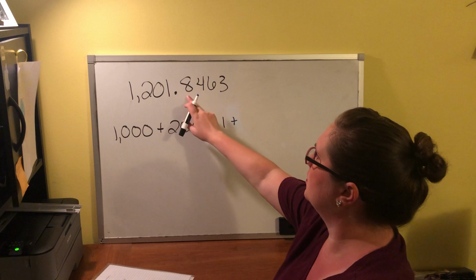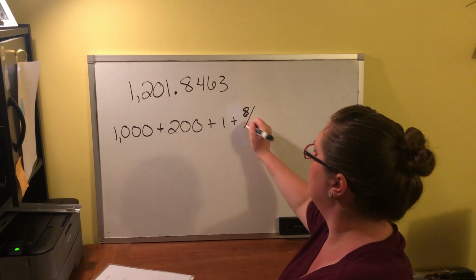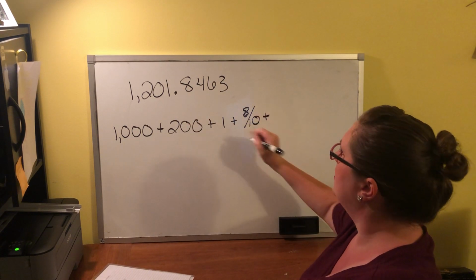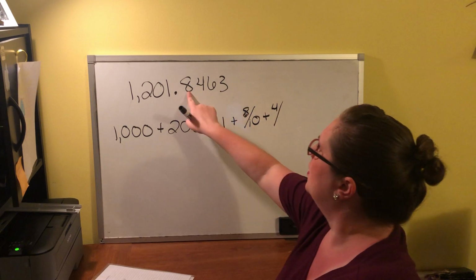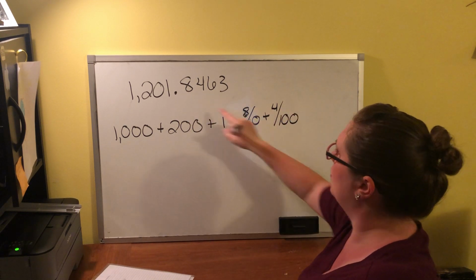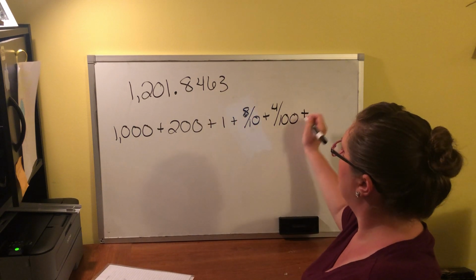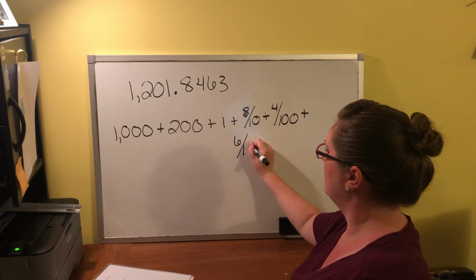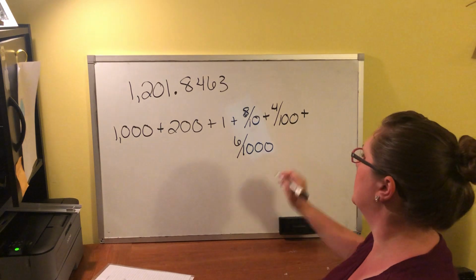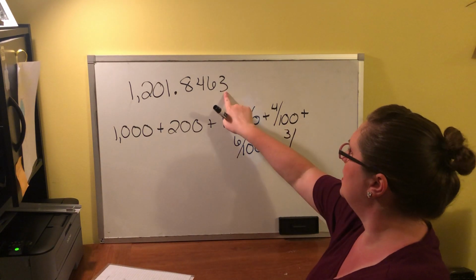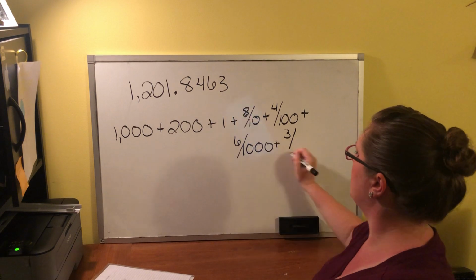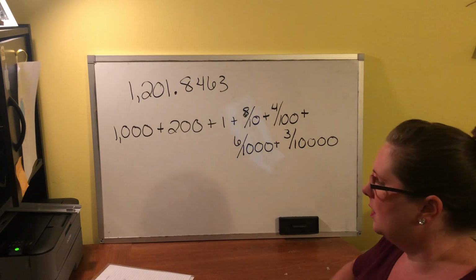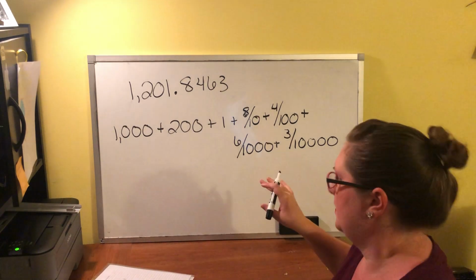Plus, well, now we're dealing with our decimal. Let's look at the 8. The 8 becomes the numerator over, 8's in the tens place, so plus 10, plus we have our 4 in the numerator, 1, 2 decimal places, 2 zeros, or this is in the hundreds place, plus now we have a 6 in the numerator, 1, 2, 3 decimal places, 1, 2, 3 zeros, so it's in the thousands place, plus now I have 3 in the numerator, and we have 1, 2, 3, 4 decimal places, so that 3 is in the 10,000ths place. Okay, so once again, that is how you would write that in expanded form.